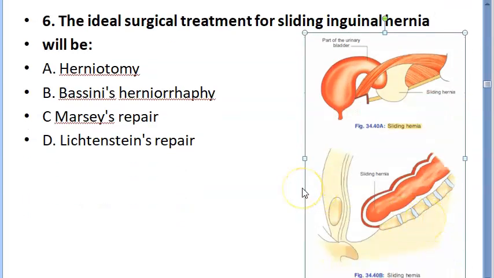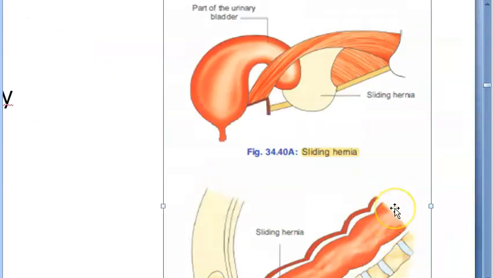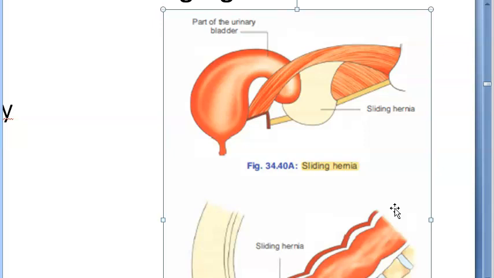So it is also called hernia en glissade, and it's an acquired hernia. It's always an acquired hernia. It occurs as a result of the slipping of posterior peritoneum along with the retroperitoneal viscus. As a result, what will happen?